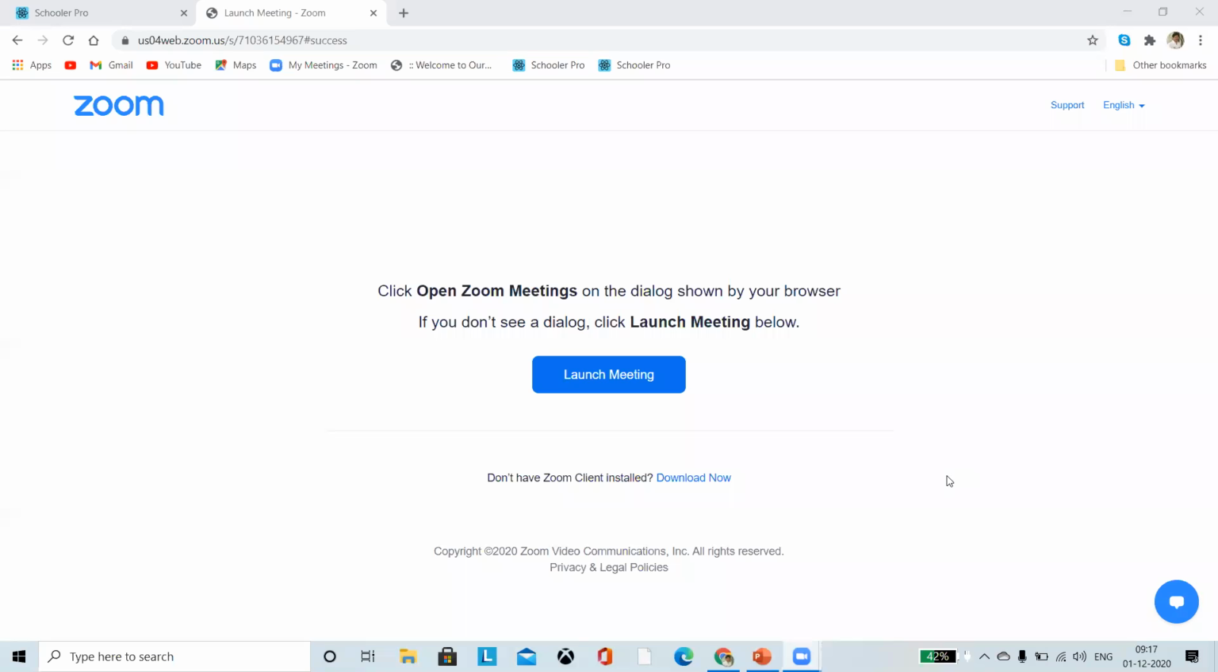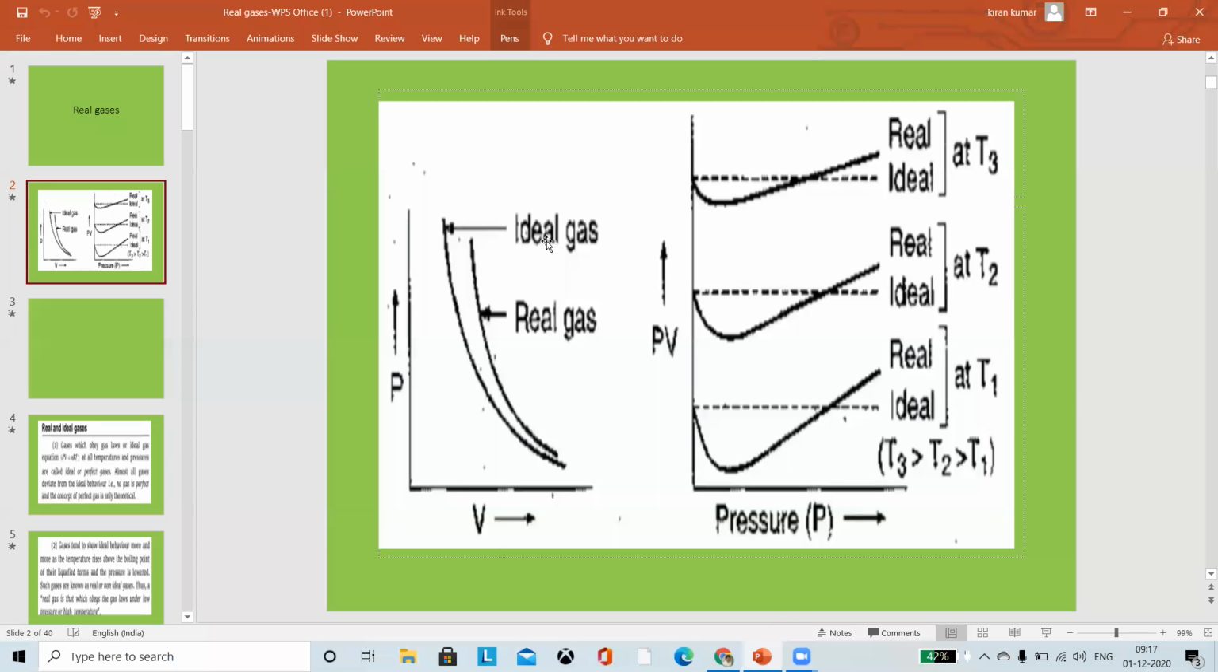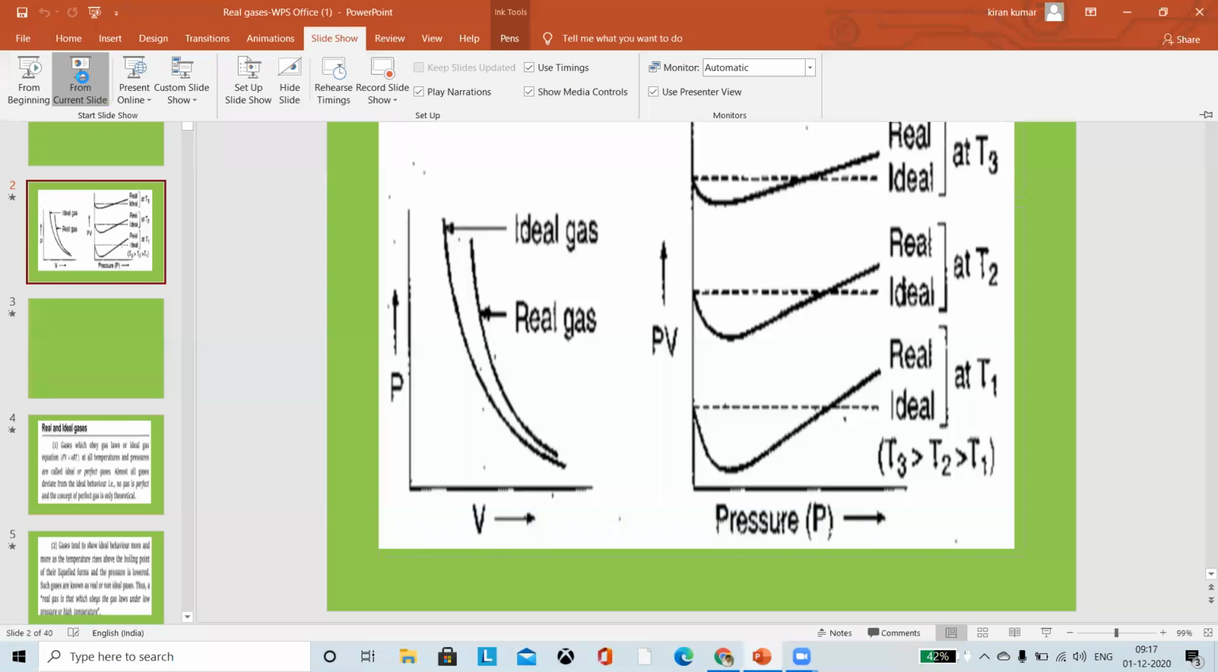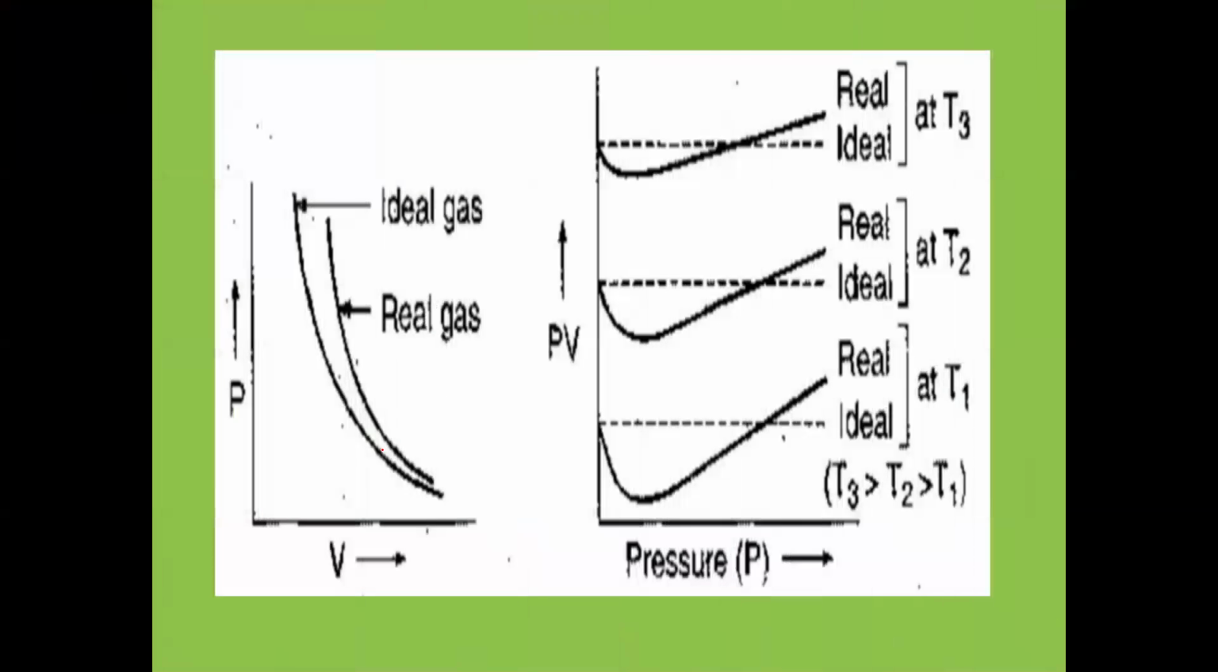Yeah, in the previous class, we discussed the van der Waals equation, right? The same thing we continue today. So, before going to that, once again, the differences between ideal gases and real gases. These are important areas. The real gases and ideal gases concept we should understand very clearly.